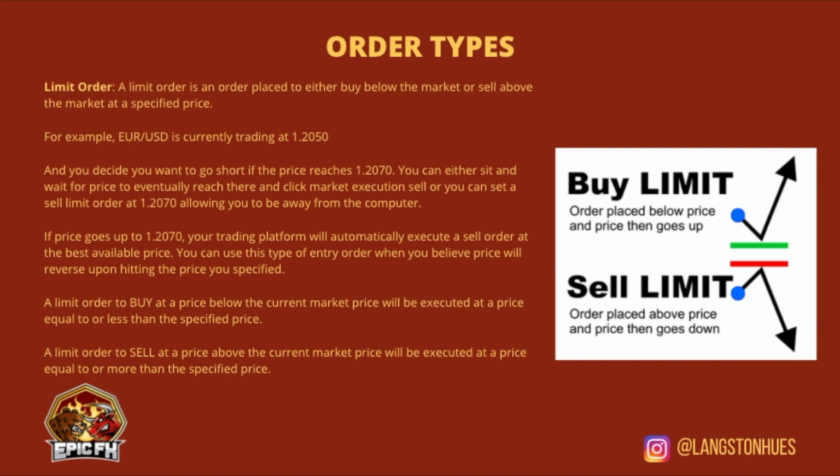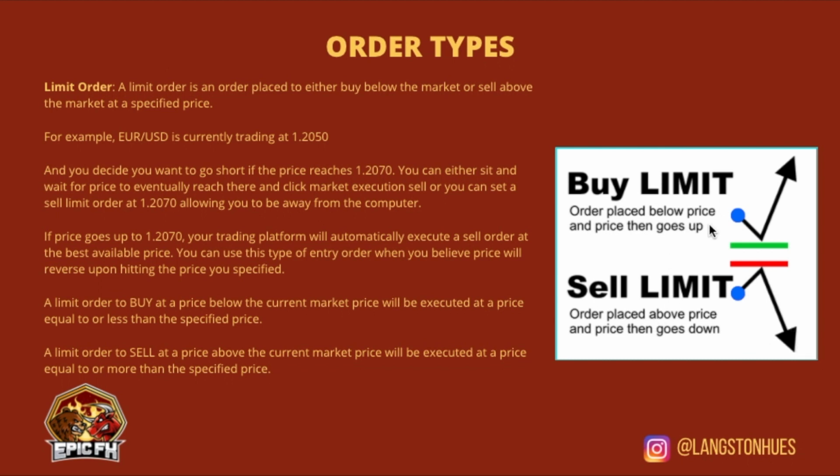A limit order to buy at a price below the current market price will be executed at a price equal to or less than the specified price. A limit order to sell at a price above the current market price will be executed at a price equal to or more than the specified price. So for example, let's say this blue dot here is price. Price is currently right here. You expect that once price reaches here, it's going to reverse to go down. So you put a sell limit at this price. As price goes up, hits that, reverses, and comes down, you're in the trade.